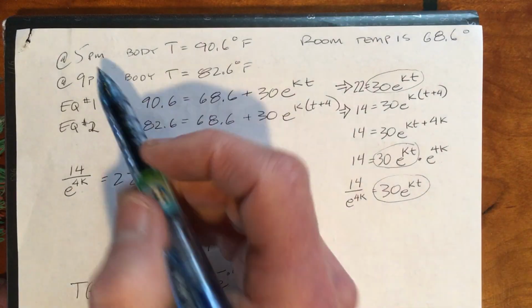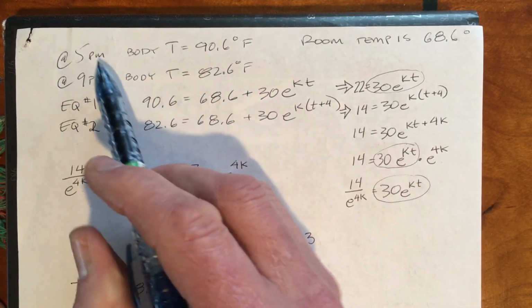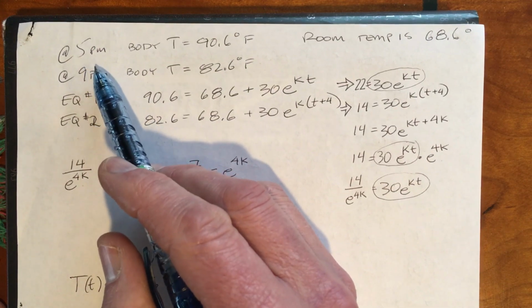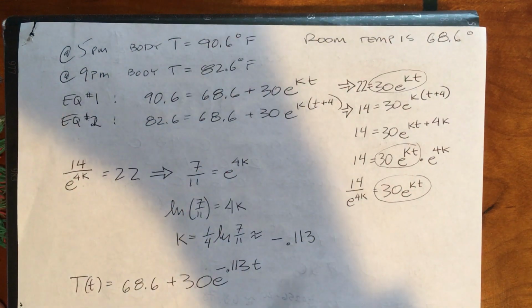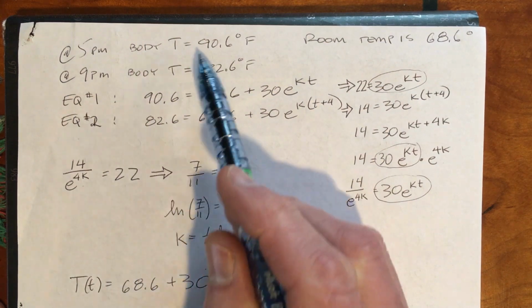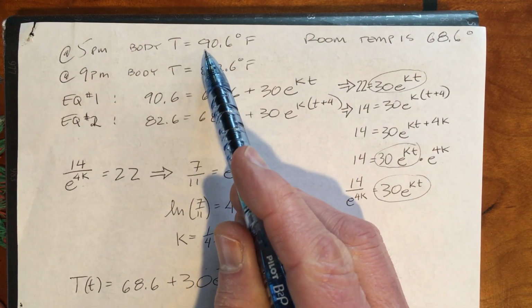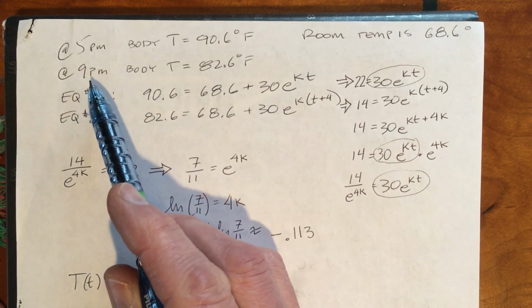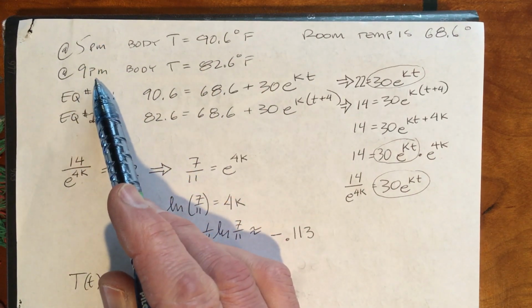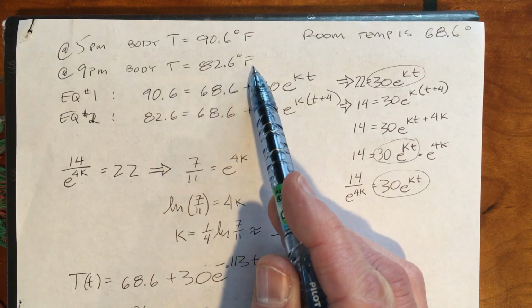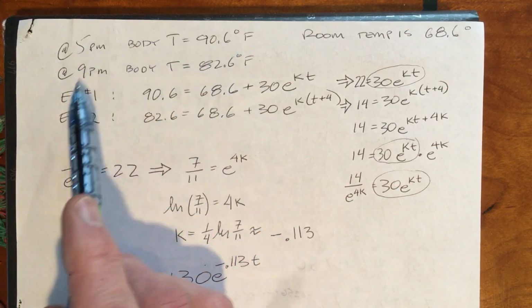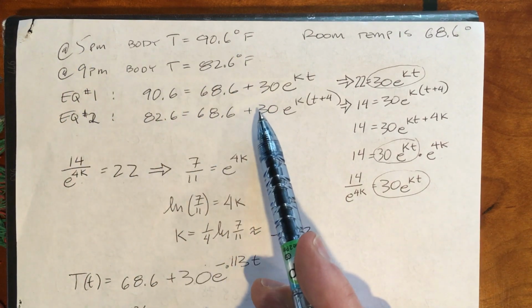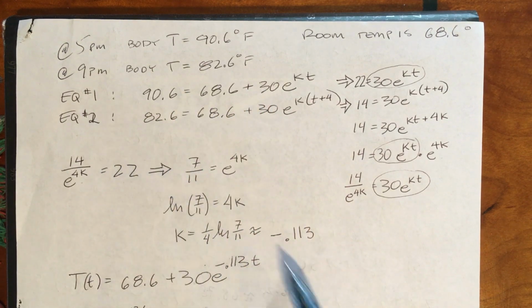Final example here is the murder mystery. We find at 5 p.m. a dead body, and the murder has happened at some unknown time, but the body is already cooled off from 98.6 to 90.6, so it's cooled off 8 degrees. We wait some amount of time that we know, and we take the temperature again. By having two equations with Newton's law of cooling, we can then solve for the unknown.